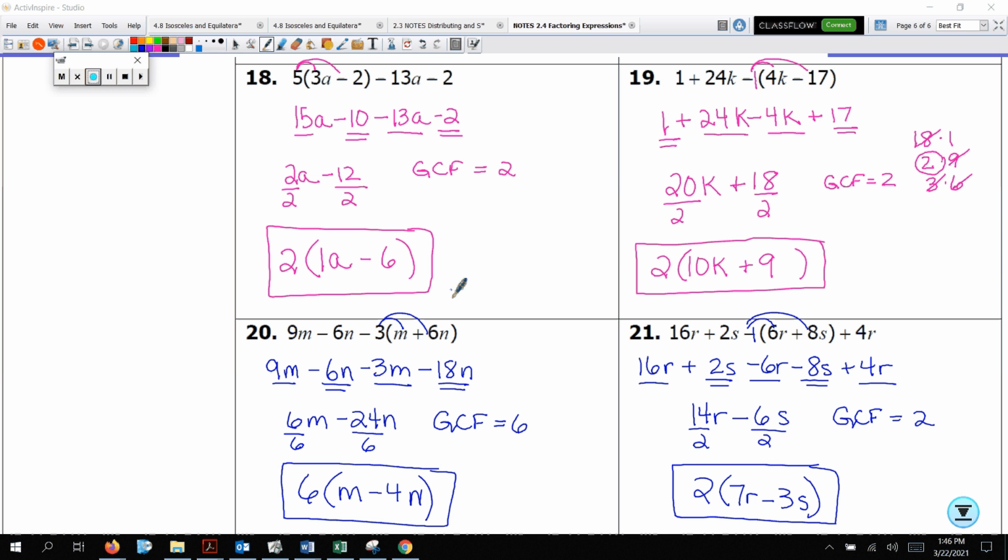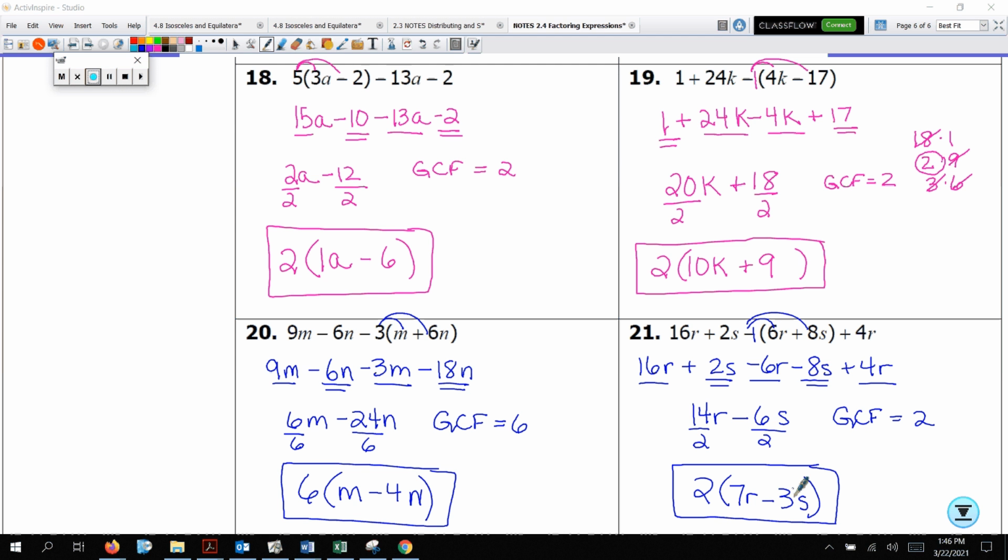All right, check it out. Hopefully you guys noticed that that was a negative in front of that 3, so you're distributing negative 3 to m and negative 3 to 6n, and you end up with negative 3m minus 18n. Combine my like terms. Here we go, 6m minus 24n, find my GCF. That's an n, I don't know what happened there. And number 21, my factored form was 2 times the quantity 7r minus 3s.